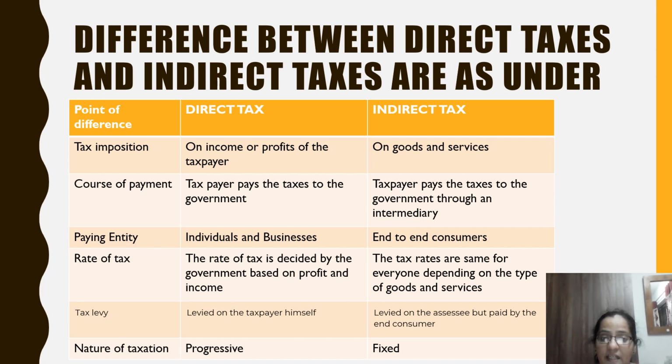Paying entity: under direct taxes, it is for individuals and businesses. Under indirect taxes, it is for end consumers. Then rate of tax. Under direct taxes, the rate of tax is decided by the government based on profit and income. Under indirect taxes, the tax rate is the same for everyone, depending on the type of goods and services.